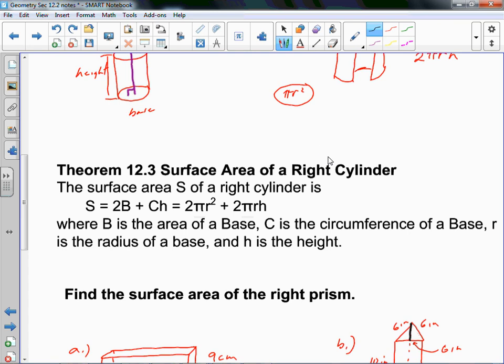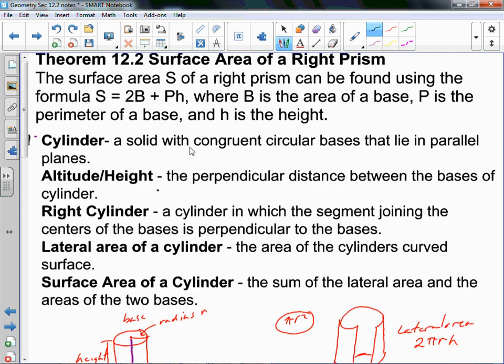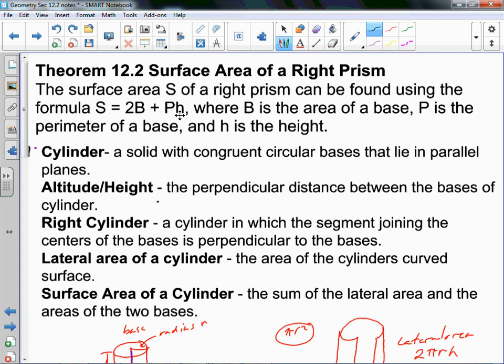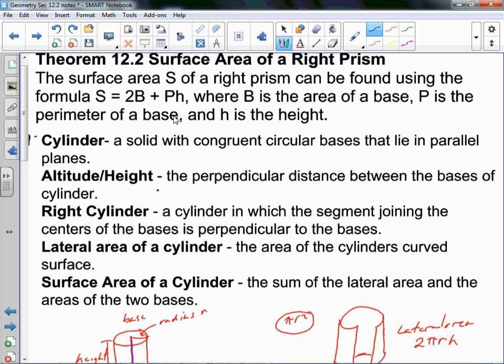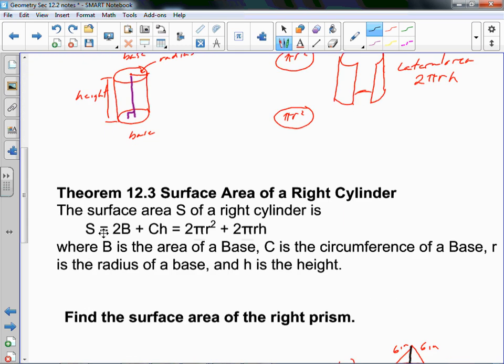So surface area of a right cylinder is basically the same formula as surface area of a right prism, which was 2 times area of the base plus the perimeter times the height. This is 2 times the area of the base plus, now I put C instead of P because circles don't have a perimeter, they have a circumference. But basically it's still the distance around the figure, right? So circumference times the height.